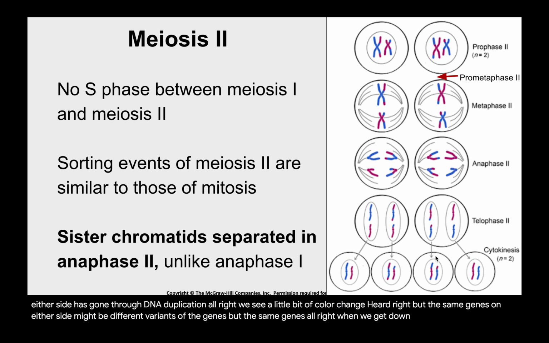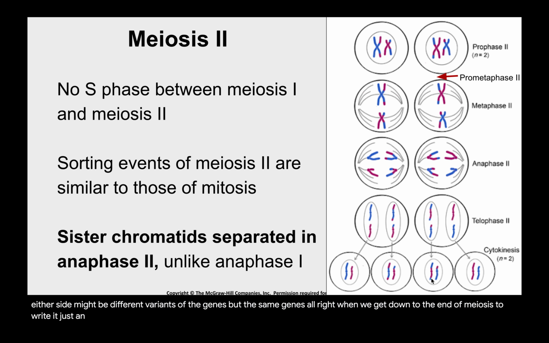When we get down to the end of meiosis 2, it's just an individual chromosome that does not have a duplicated portion to it, because we no longer need it. But they are each still a chromosome in both of those 2 cells.